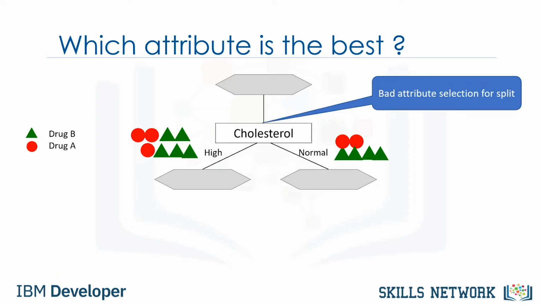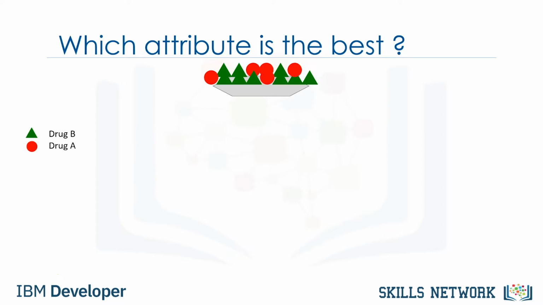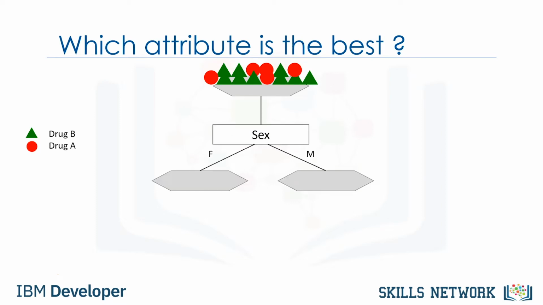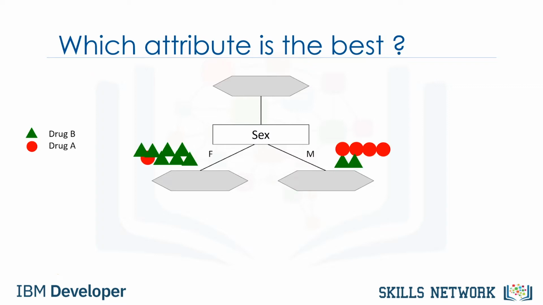So, let's try another attribute. Again, we have our 14 cases. This time, we pick the sex attribute of patients. It will split our data into two branches, male and female. As you can see, if the patient is female, we can say drug B might be suitable for her with high certainty. But if the patient is male, we don't have sufficient evidence or information to determine if drug A or drug B is suitable.